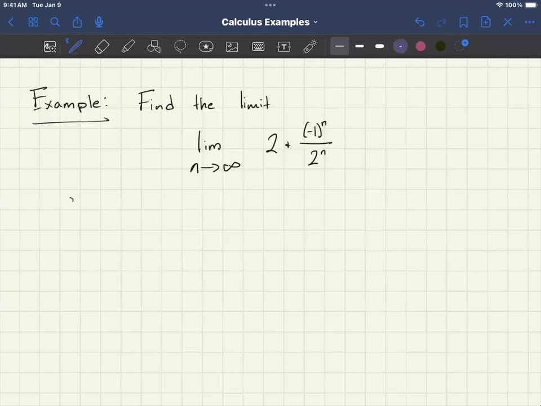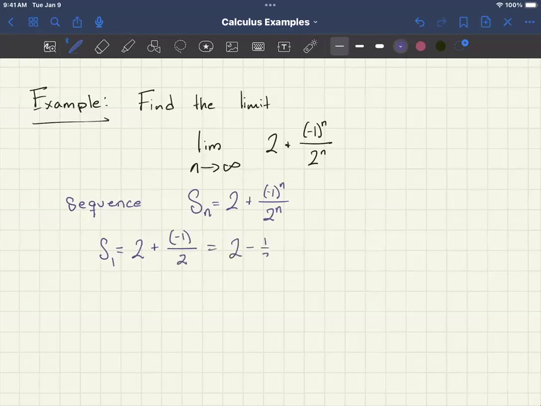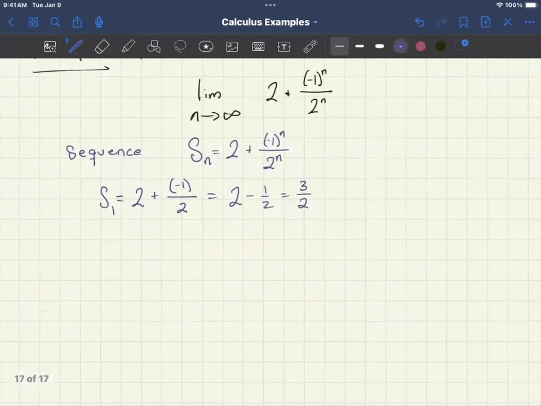I want us to kind of see what's going on, and so we're going to think of this as a sequence. And we're going to say, okay, my sequence starts with 2 plus negative 1 to the n over 2 to the n. And as we move on, we're going to get different elements of our sequence. So let's start with S1 and see what happens there. So that's 2 plus negative 1 to the first power over 2 to the first power. So that's 2 minus a half. So the first number in our sequence is 3 halves.